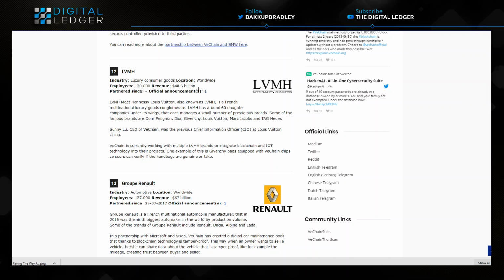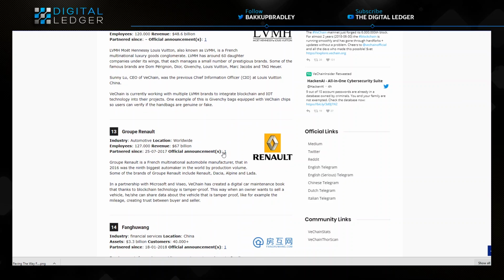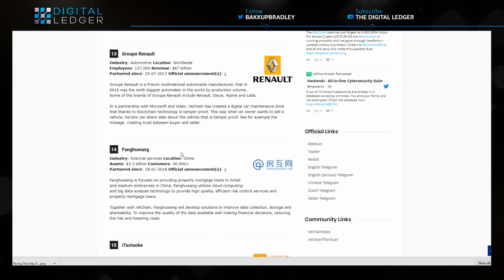LVMH, luxury consumer goods company here, $48.6 billion. Nothing to sneeze at there. VeChain is currently working with multiple LVMH brands to integrate blockchain and IoT technology into their projects. One example of this is Givenchy bags equipped with VeChain chips so users can verify if their handbags are genuine or fake. Remarkable.